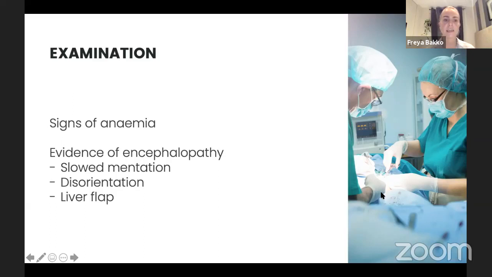You want to assess the patient for any signs of anemia. So do they have conjunctival pallor or any angular stomatitis? And then check for evidence of encephalopathy. This is basically decompensated liver disease, and it involves slowed mentation. So is the patient a bit disorientated and not quite with it? And do they have a liver flap, which is another term for asterixis? So make sure you check their hands outstretched.